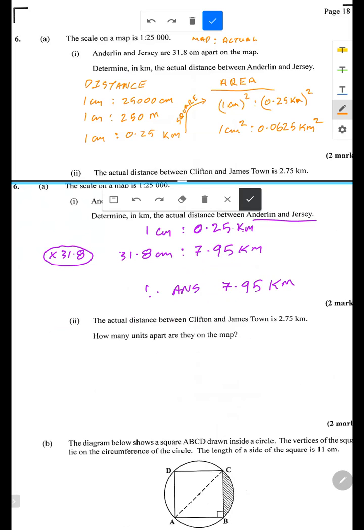This part now says the actual distance between Clifton and Jamestown is 22.7 kilometers. So they're giving us the actual distance on the land now.